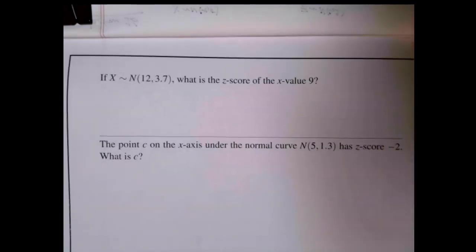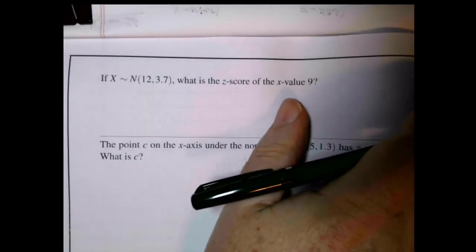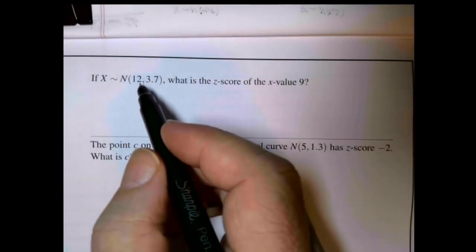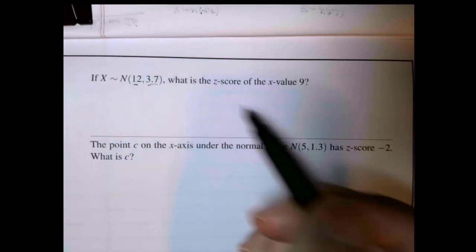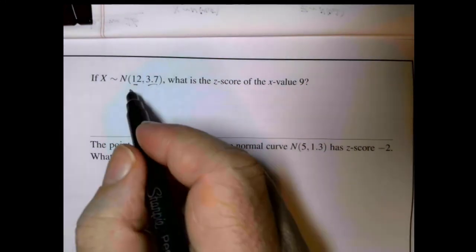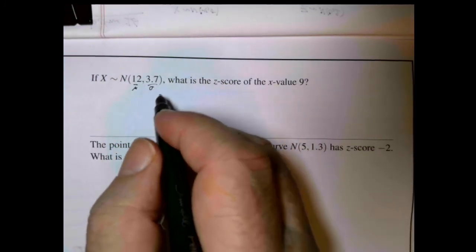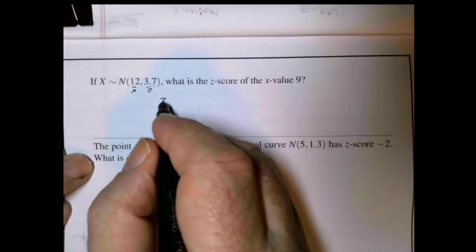All right, let's do an example here. A couple examples. This first one's more or less just a reminder of using the z-score formula. If the random variable x is normally distributed with mean 12 and standard deviation 3.7, mu and sigma, what's the z-score of the x value 9? Well, I'm just going to use the z-score formula here.